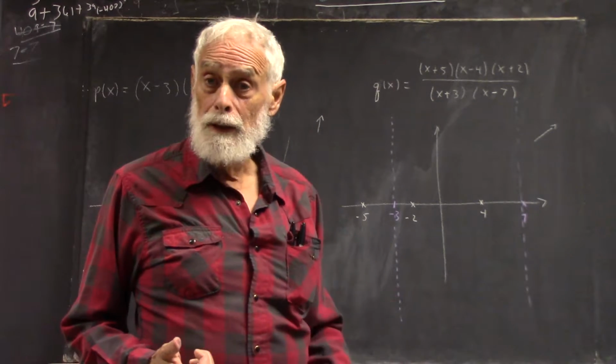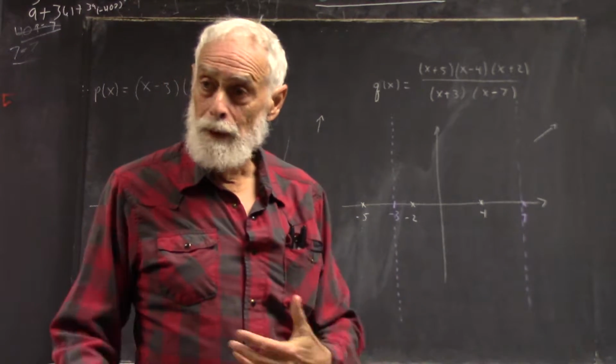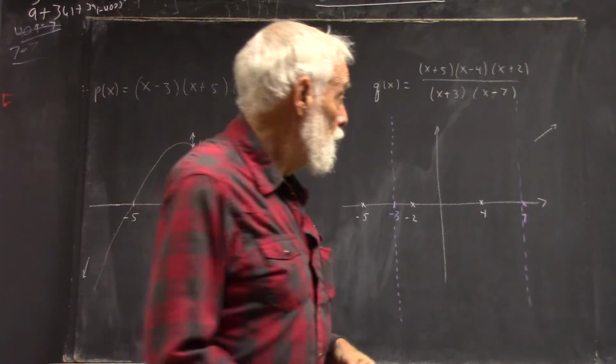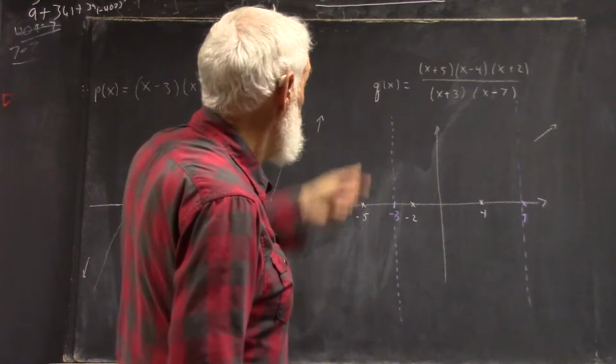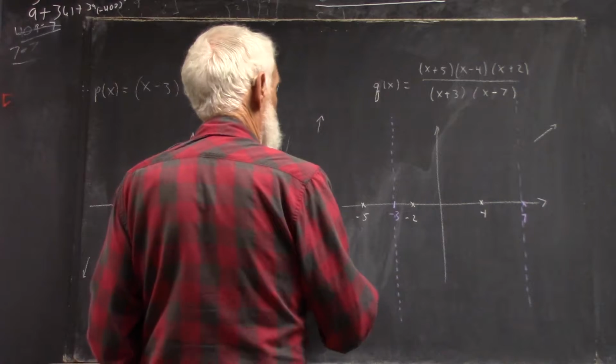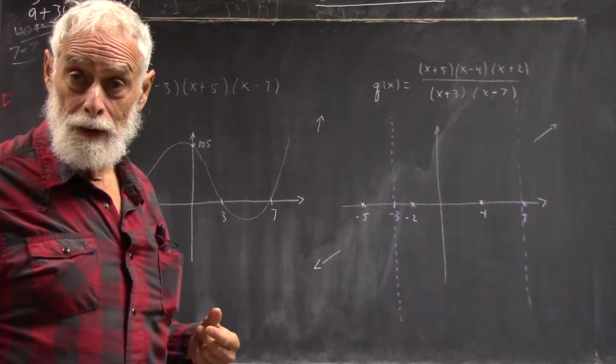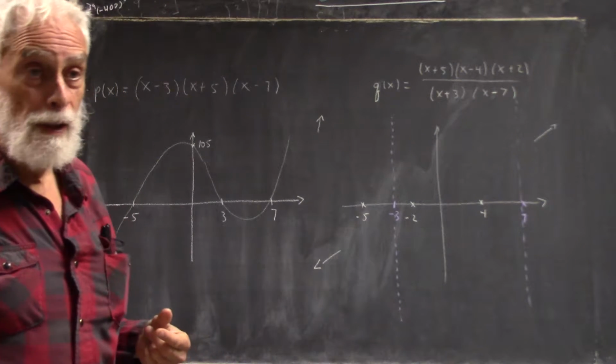You got an odd number of negative numbers multiplied and divided in some order. Okay? So it's going to be negative, which means it's going to go down this way. Now we'll talk about all this a little bit more later. Okay? But that's the way it behaves.